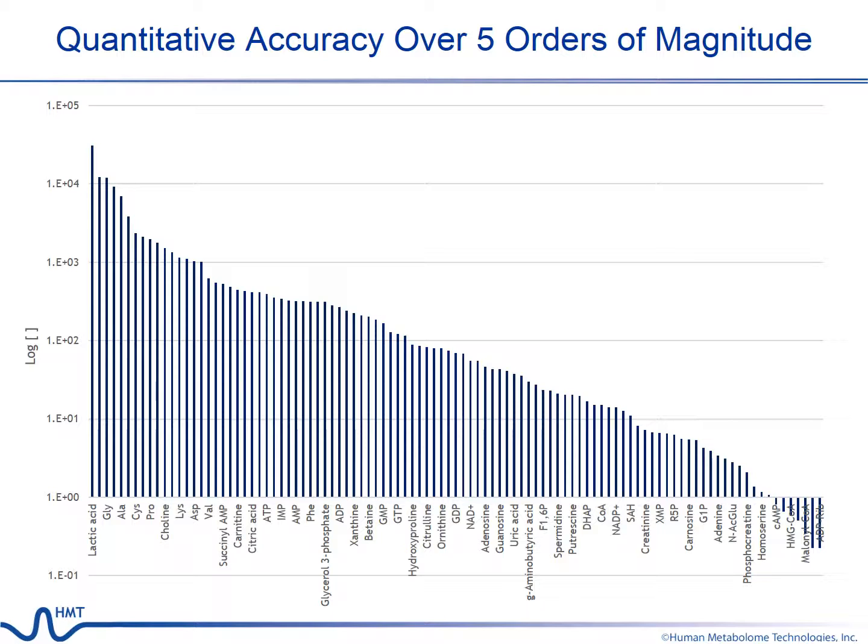Here we are looking at our dynamic range for one of our cancer cell studies. We can see over 5 orders of magnitude of coverage of the various metabolites. Knowing the dynamic range of the different metabolite levels allows us to provide accurate standard curve coverage for better quantitative analysis.